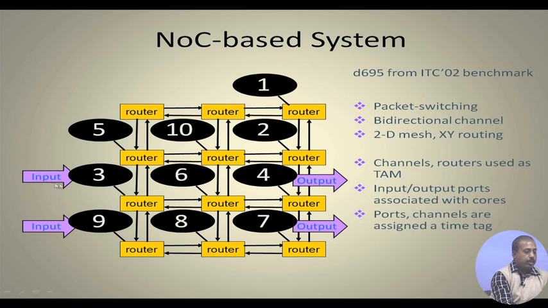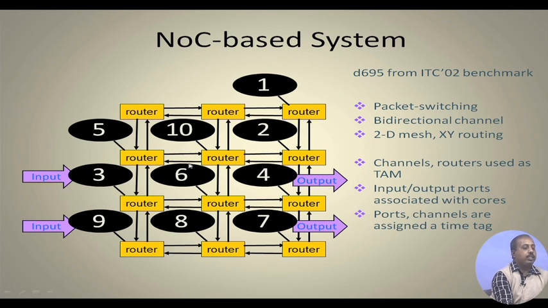So say from the ATE, the test patterns will come. Core 3 acts as one input point and the corresponding output point is, say, core 4, and core 9 acts as one input point and core 7 is the corresponding output point. So we have these test patterns to be transported from the ATE. It comes to this input, say core 3.